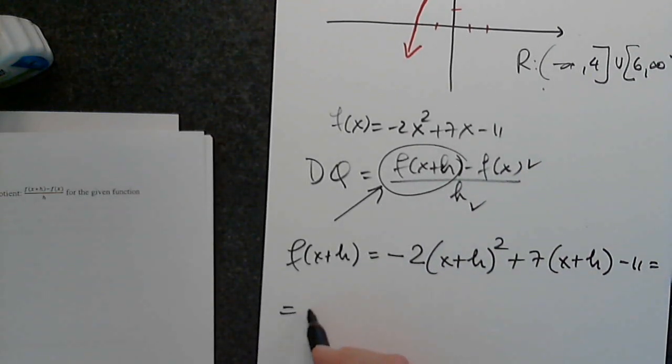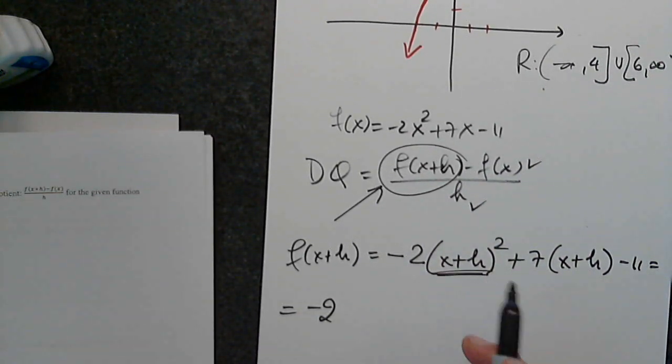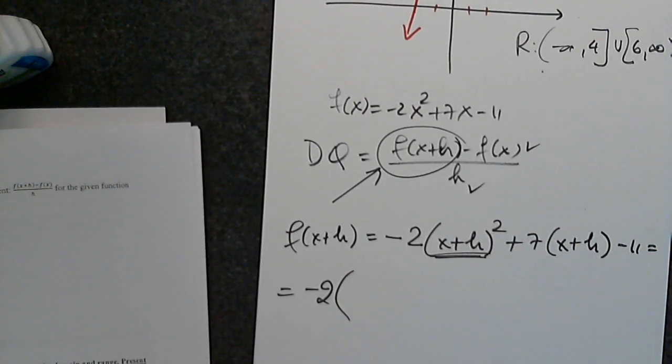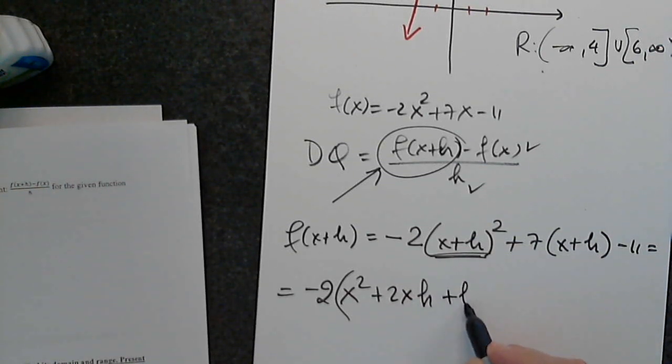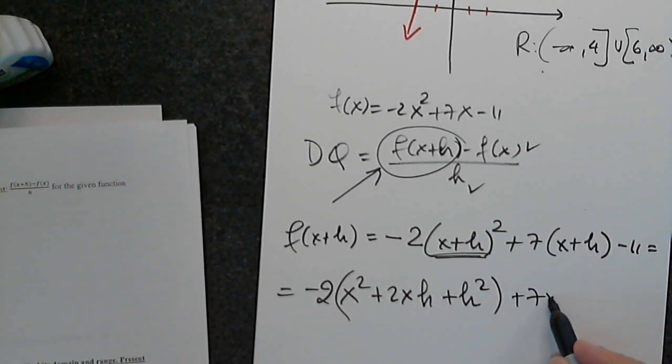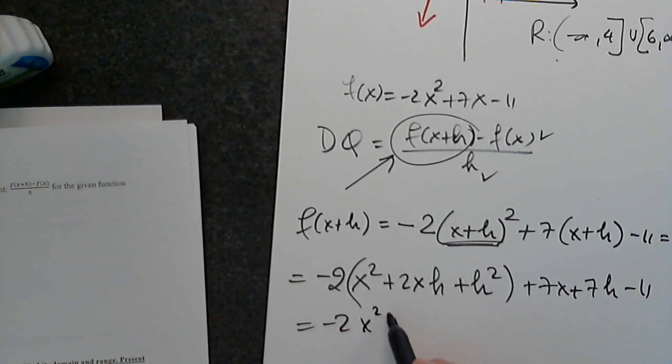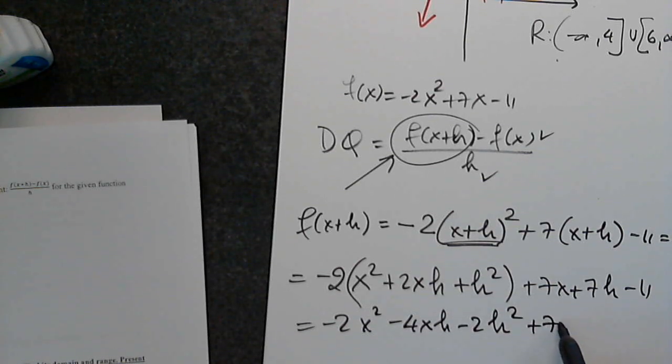So I have to expand this, and I reviewed this from the first day of classes. What is it? x squared plus 2hx plus h squared. Very good. Plus 7x plus 7h minus 11. And this is negative 2x squared minus 4xh minus 2h squared plus 7x plus 7h minus 11.